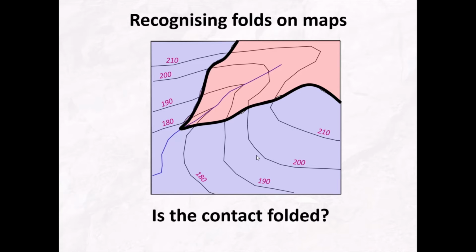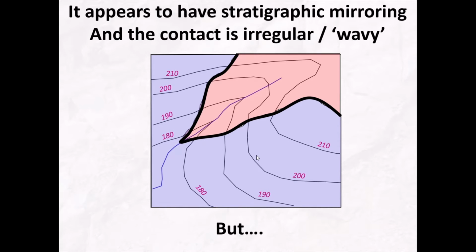How about this contact? Well, we can tell that this contact is not horizontal because it doesn't follow the ground contours. But it does seem to have that stratigraphic mirroring and that irregular nature. You've got that mirror, you kind of got a line of symmetry here, right, where you go from blue into pink back into blue, and it's kind of got this irregular shape.